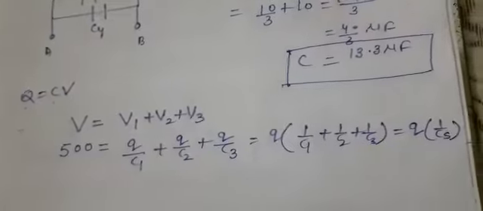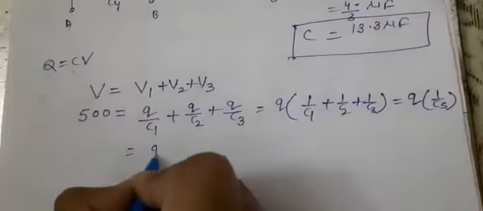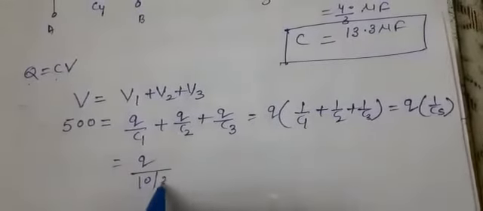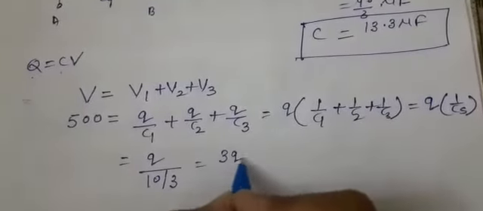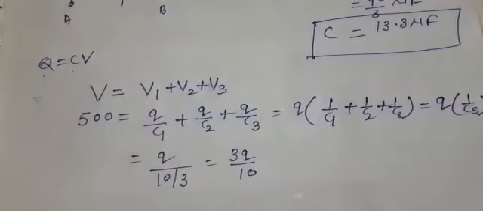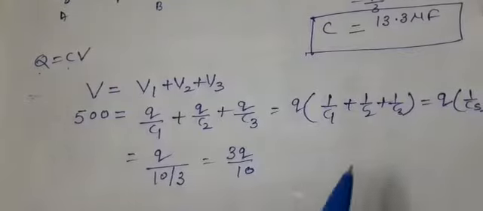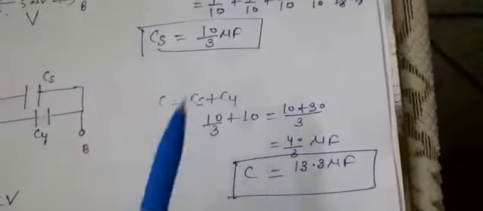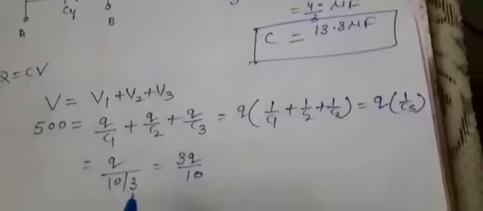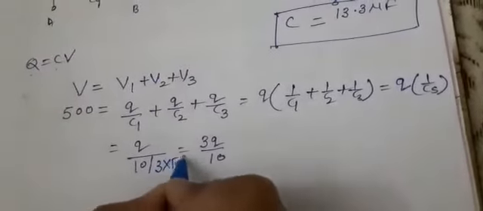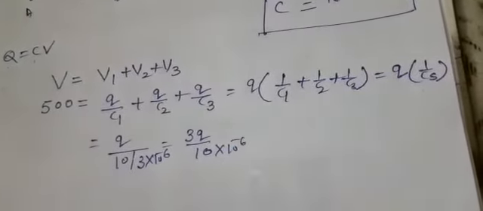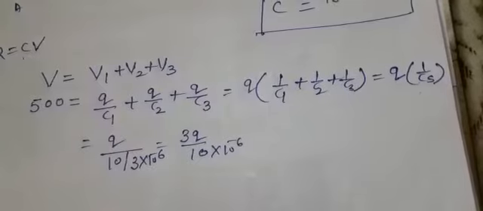This is a simple calculation. The method you like, you can do it. Substitute the value of CS here. This is 10 upon 3. So it is 3Q by 10. Now here this capacitance is in microfarad. So when you are putting the value of capacitance here, you should also multiply it by 10 raised to the power minus 6. Why? Because 1 microfarad is equal to 10 raised to the power minus 6 farad.